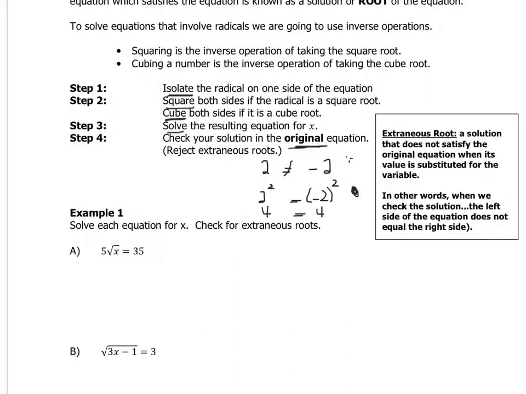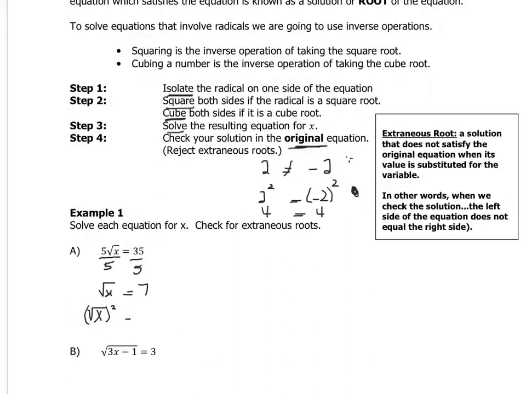So the first step in A is to isolate the square root. We want to get the square root of x by itself. We want to get rid of that 5, which is multiplied by the square root, so we are going to get rid of it by dividing both sides by 5. And we'd be left with root x equals 7. And then we want to square both sides.